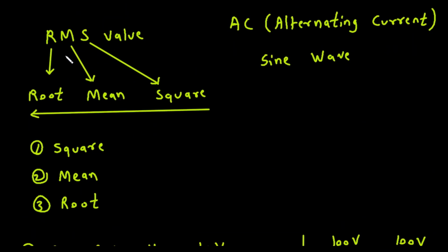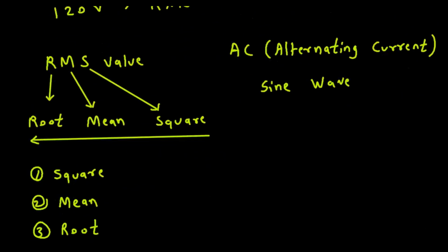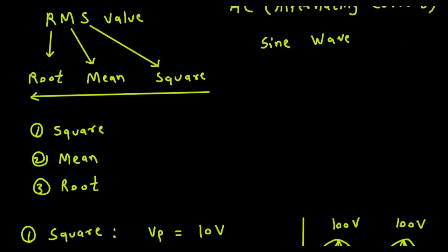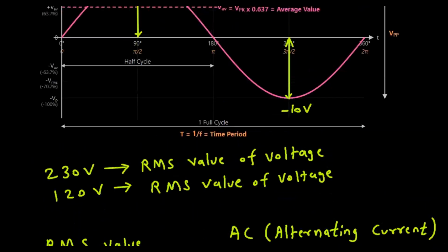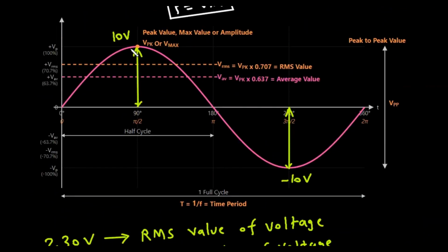Now here let's see RMS value. RMS stands for root mean square. To calculate RMS value, we have to go in reverse direction. That is, we first calculate the square, then we take its mean, and then we take its root. So square, mean, root. Generally the alternating current is a sine wave, so for that we are assuming Vp is equal to 10 volt.